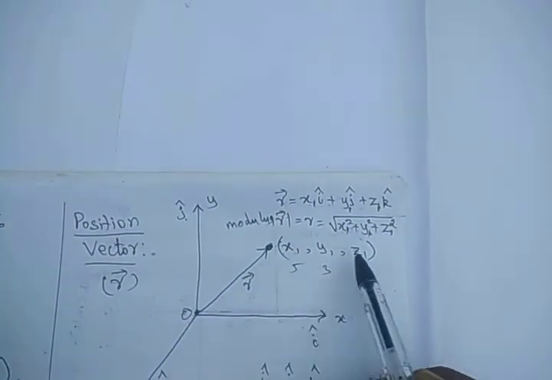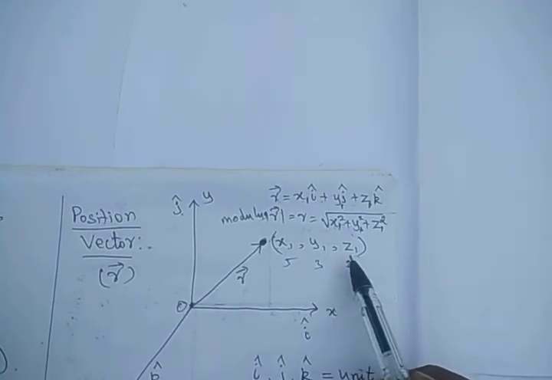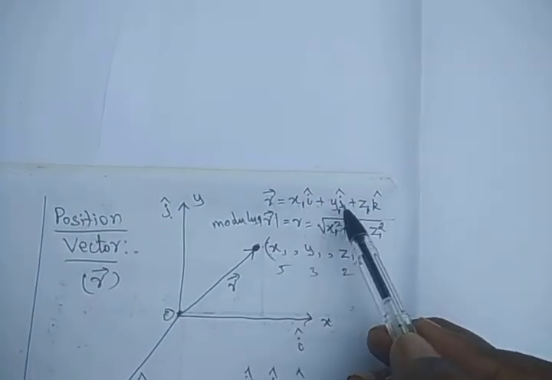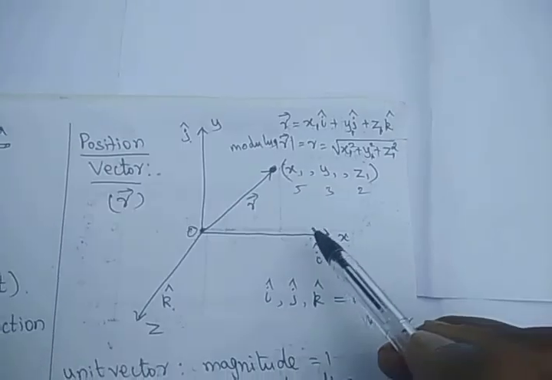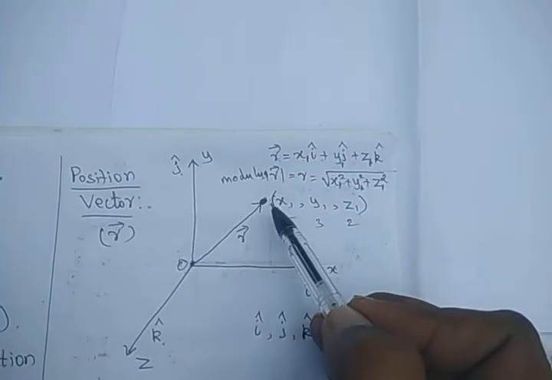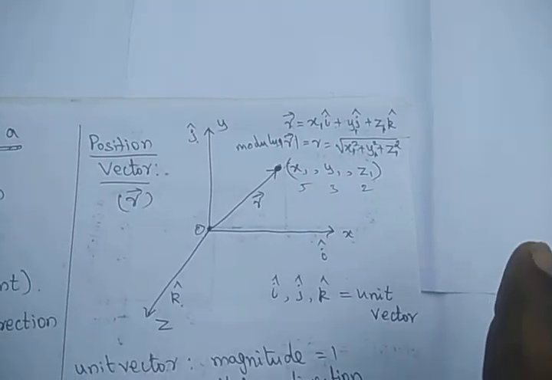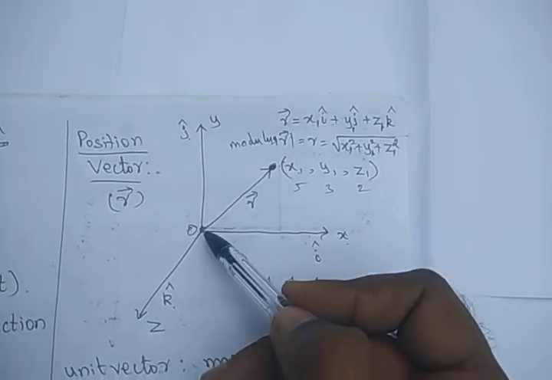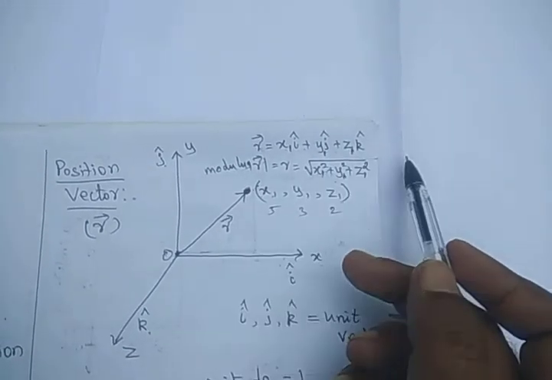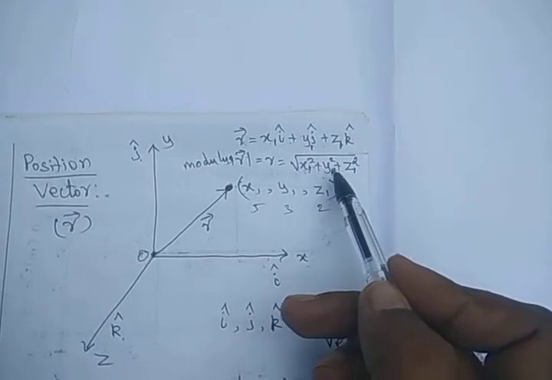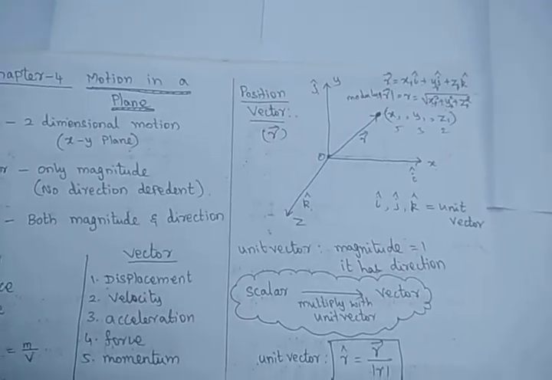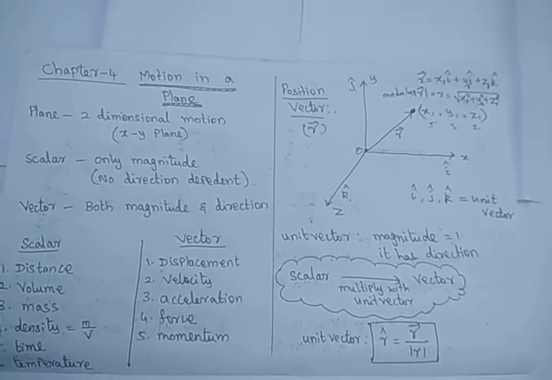If you want to represent 5, 3, 2 or x1, y1, z1 as a position vector, just multiply with the unit vectors of each coordinate, i, j and k. If you want the number alone, as we need practically, that means the distance from the origin to the position of the body, just take the square root of x1 squared plus y1 squared plus z1 squared. If you see some problems, you students will be able to understand this concept clearly.